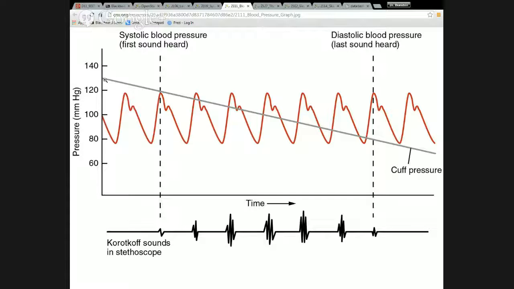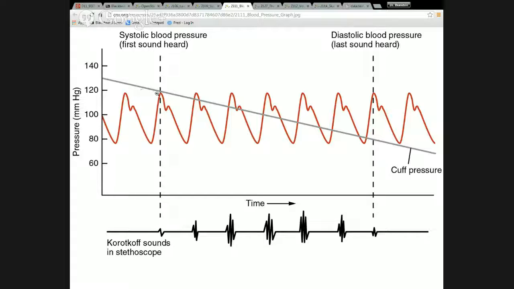Now, the little valve on the cuff is released and pressure is bled off slowly. And when we listen to the stethoscope there on the distal side of the cuff at the brachial artery, when the pressure in the cuff is higher than blood pressure completely, the brachial artery is completely closed and there's no movement of blood through that. So when you're listening, you don't hear anything.